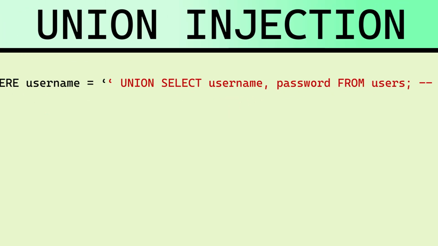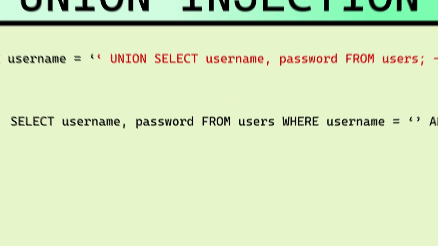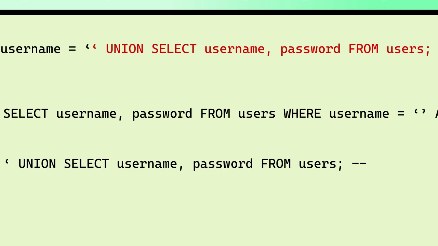An issue that happens because of this is that the original SELECT statement and the second new SELECT statement both have to have the same number of columns. And if they don't match, the database will throw an error. So how would you approach this?